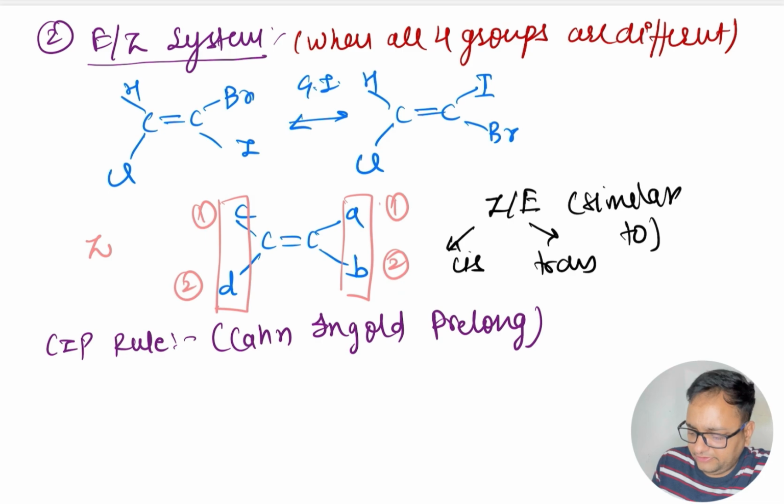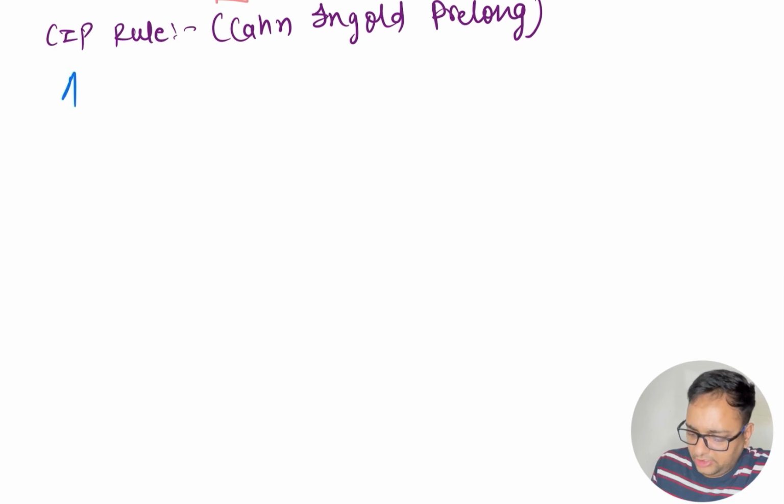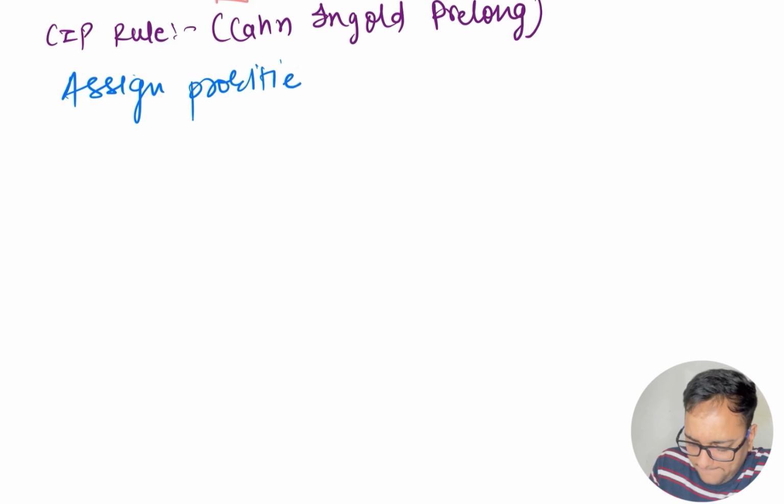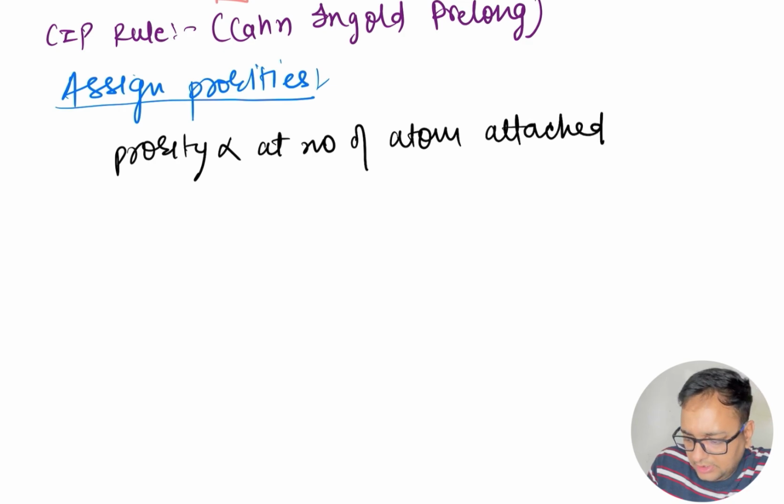But how do we give that priority? To give that priority we need to learn the CIP rule, Cahn, Ingold and Prelog. So what is the CIP rule? According to the CIP rule, we first assign the priorities. So how do we assign the priorities? To assign the priority, we give the priority directly proportional to the atomic number of the atom attached.